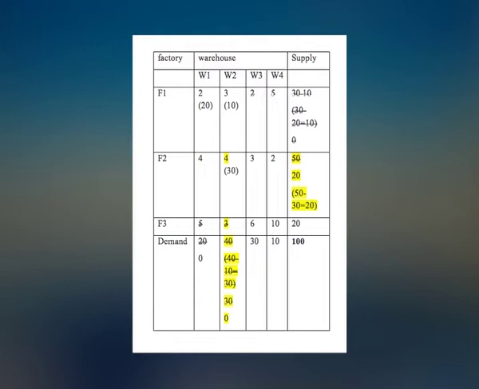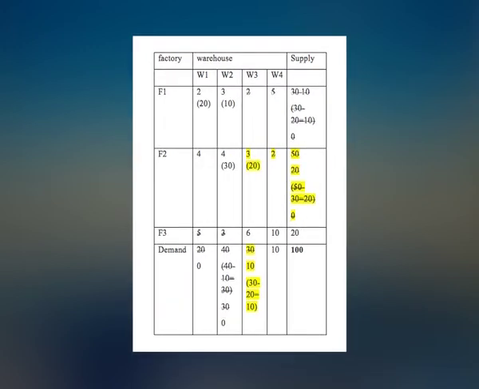We will again compare demand and supply. Since demand value is low, we will assign 30 units to this cell. The demand column will be cancelled as demand is now 0. Supply will be 50 minus 30, that is 20 units.